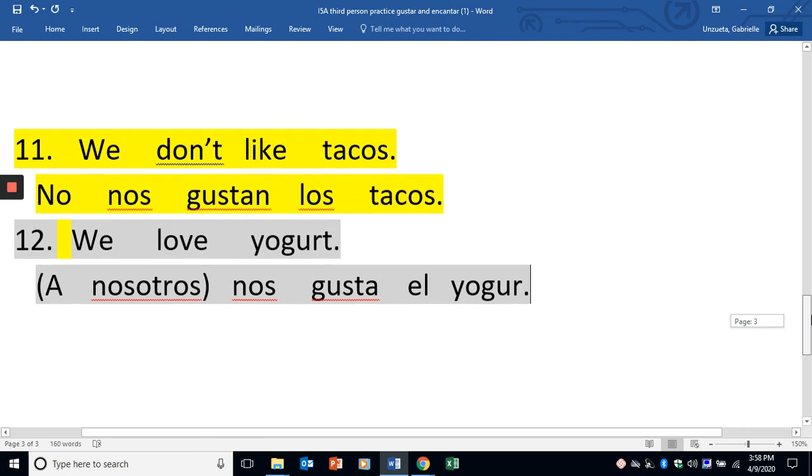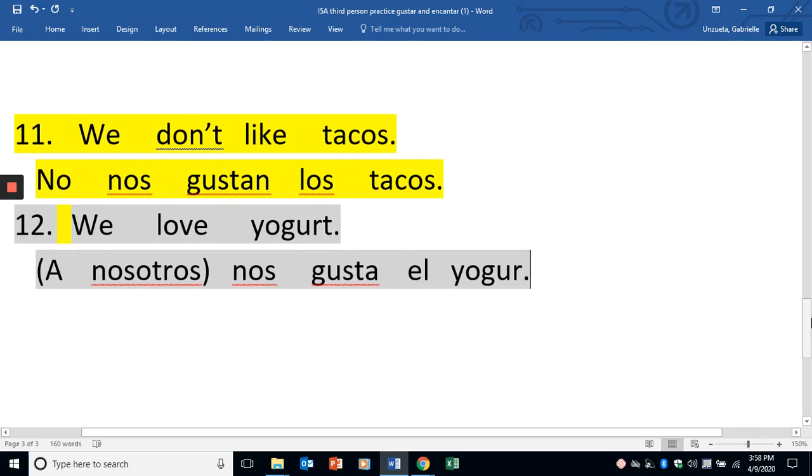And that's the end of that assignment. If you could please send me your 12 oraciones written out like I just modeled for you, that'd be great.